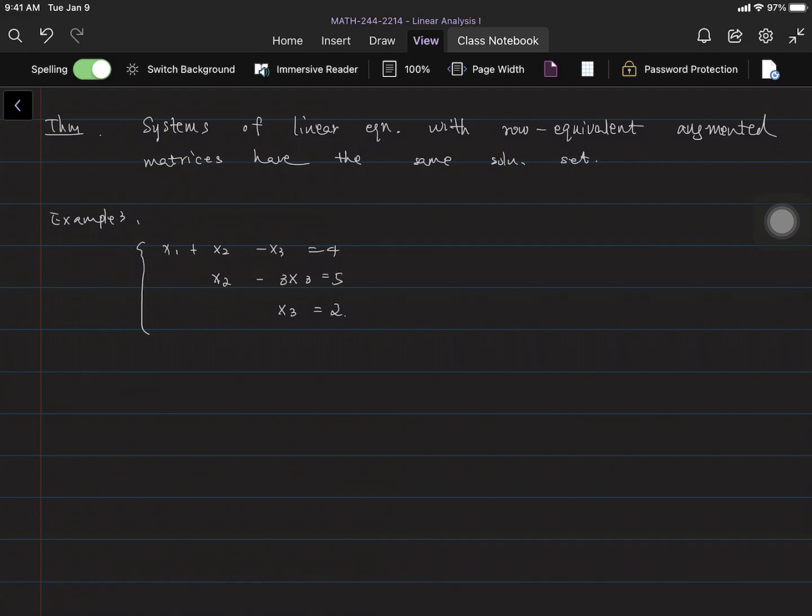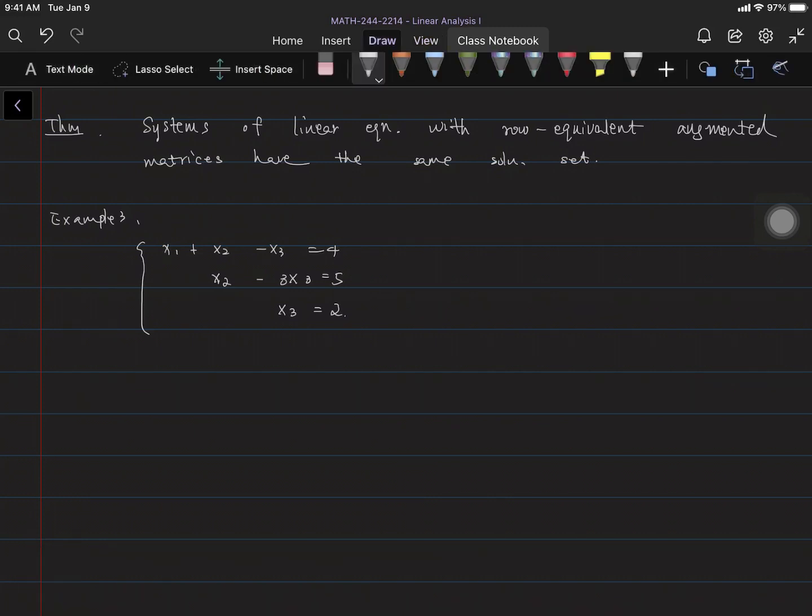If we look at those three equations, we know there are 3 unknowns, right? But if we look at the last equation, x3 is already given. So we can write down the solution: x3 equals 2. It's given, right? And then we plug x3 into the second equation. We can solve for x2 because in the second equation there is no x1, only x2 and x3. So x2 equals what?